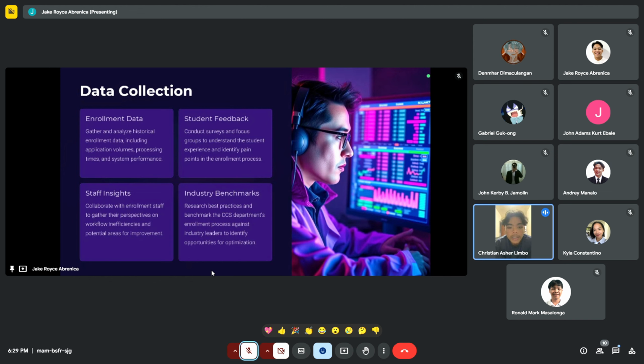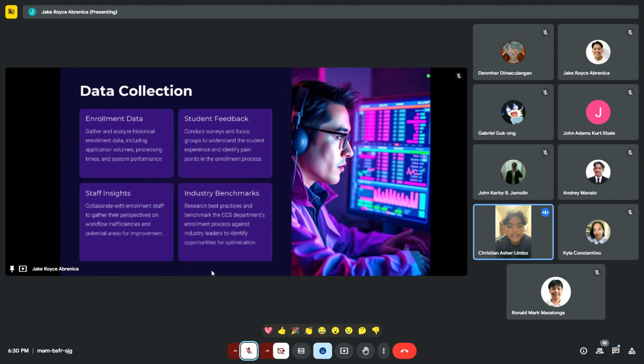Enrollment data. First, we gather and analyze historical enrollment data. This includes application volumes, processing time, and system performance metrics. These insights help us understand past trends and identify opportunities for improvement. Student feedback. Next, we conduct surveys and focus groups to capture students' experiences. This step is critical in identifying pain points and areas where the enrollment process can better meet their needs.